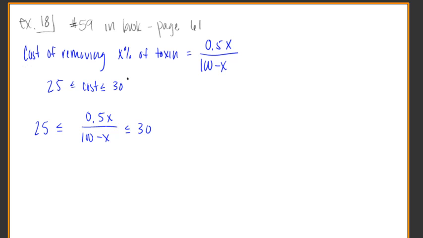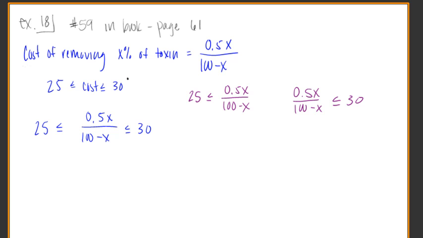So just like we've been doing before, let's go up here and work on solving this out. I've got a fraction here in the middle, so what I want to do is try to get rid of the fraction. And let's just focus on these in two different parts. Let's focus first on 25 is less than or equal to 0.5x over 100 minus x, and then let's do the other part as 0.5x over 100 minus x is less than or equal to 30. That way we really get a true range of what's going on here.